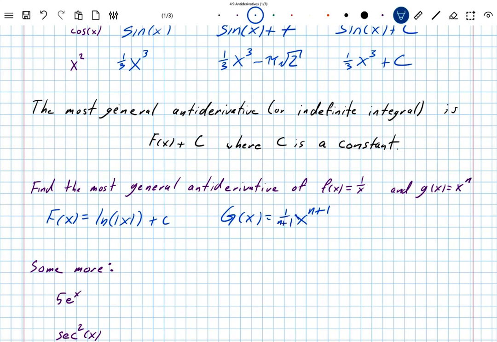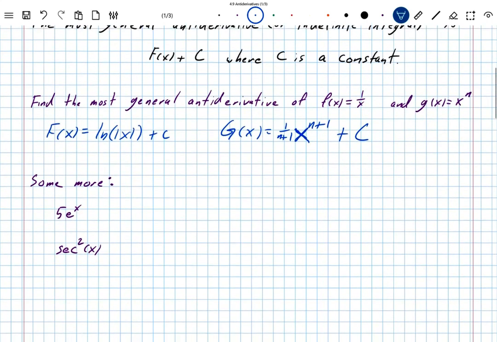Okay? So 1 over n plus 1 times x to the n plus 1. And if we want this to be most general, we're going to do a big plus C. So any constant out there you want. Okay, we will figure out situations where we can solve for that constant really soon here. Let's do a few more. Give yourself a second, see if you can figure out the most general antiderivative for these two.